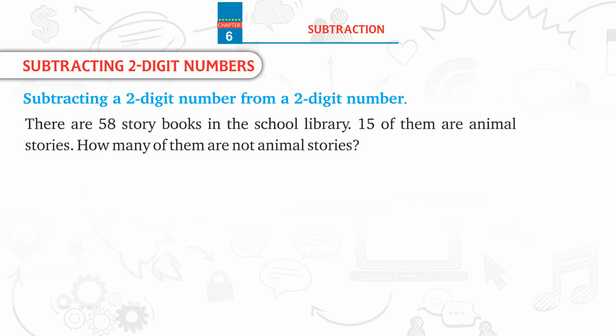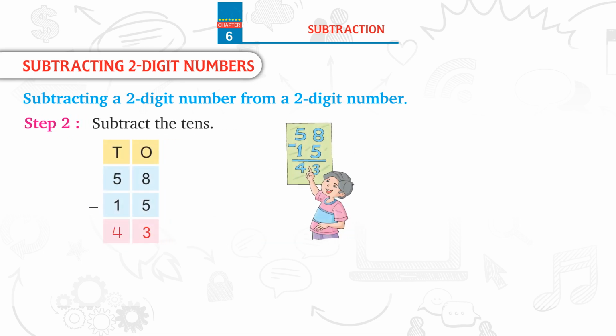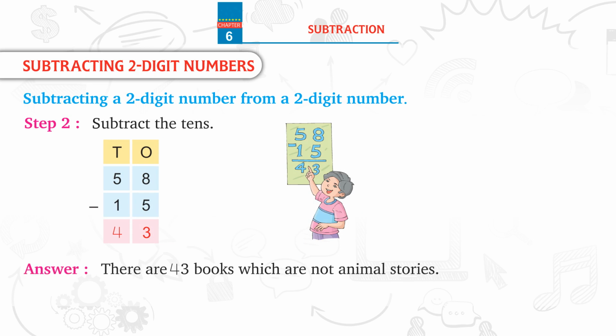There are 58 storybooks in the library. 15 of them are animal stories. How many of them are not animal stories? 58 minus 15 equals. Step 1. Subtract the ones. Step 2. Subtract the tens. Answer. There are 43 books which are not animal stories.